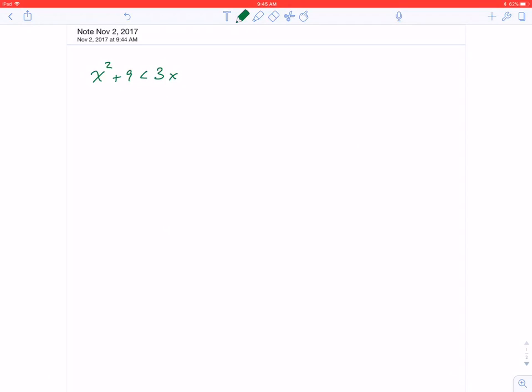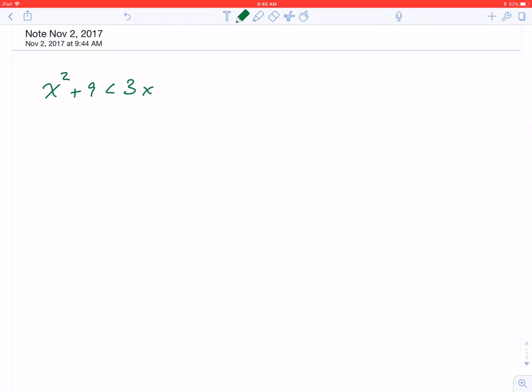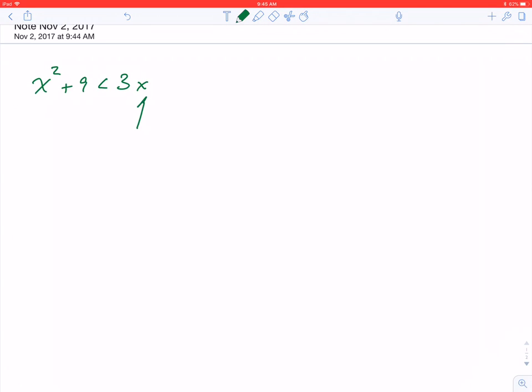So we're going to solve this inequality here. And remember what you're trying to find is a value that you can plug in for x, such that whenever you calculate the left side and then you calculate the right side, the left side will always be less than, right, there's the less than symbol, the right side.